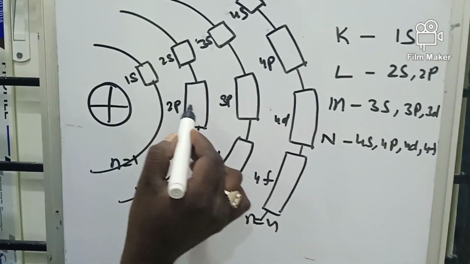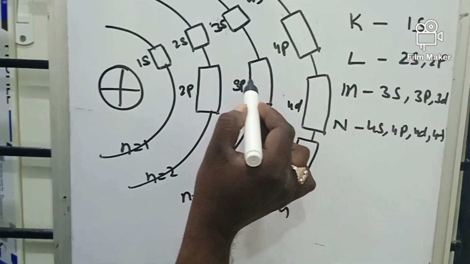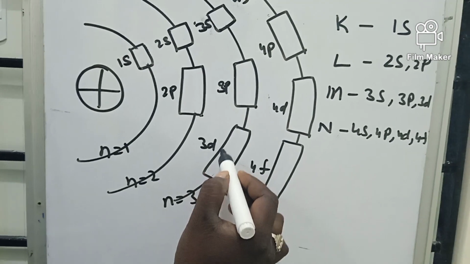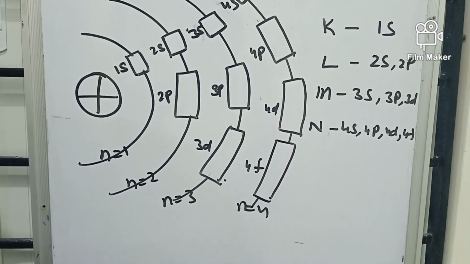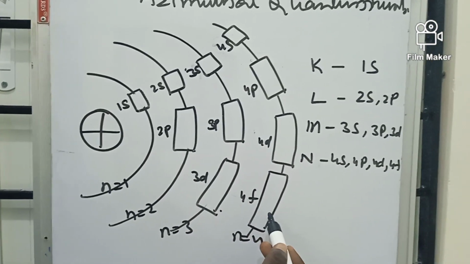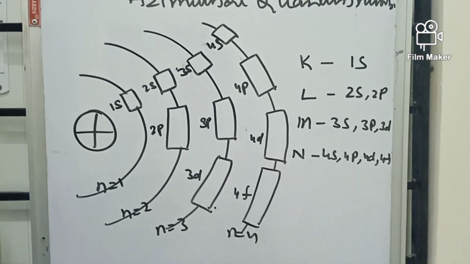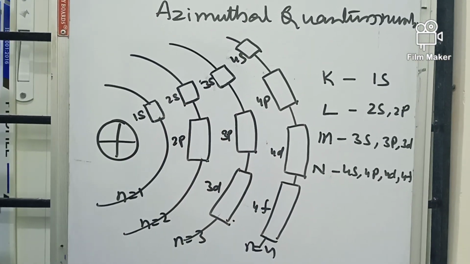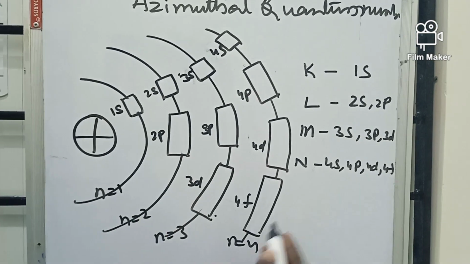Likewise, p orbital starts from the second shell: 2p, 3p and 4p. 3d and 4d, next 5d also. 4f, and next 5f and 6f, like that. So from this we know one more thing.